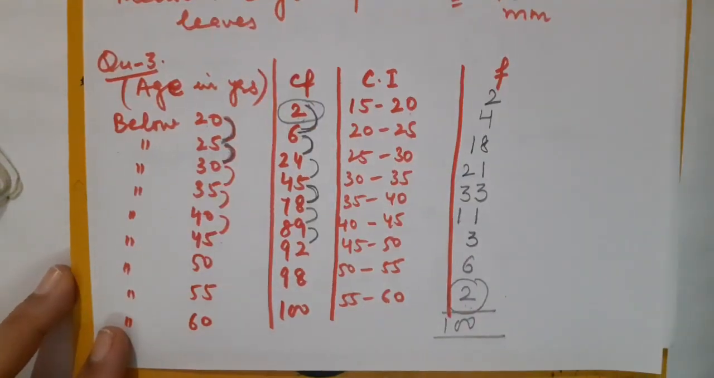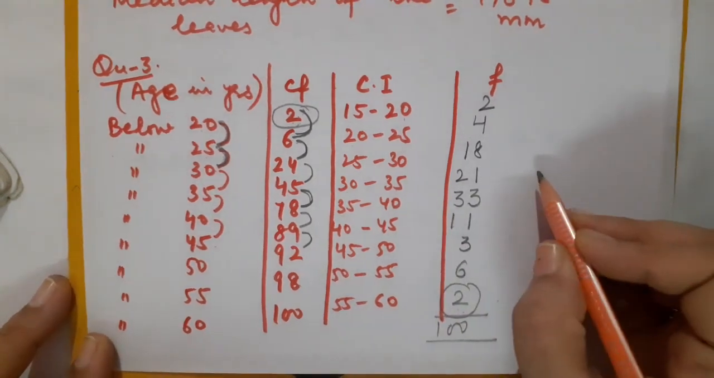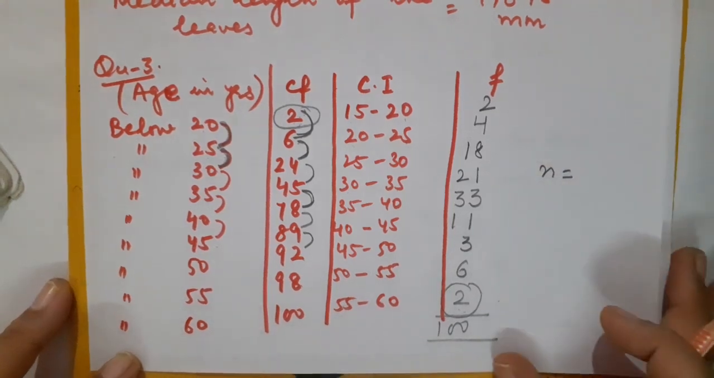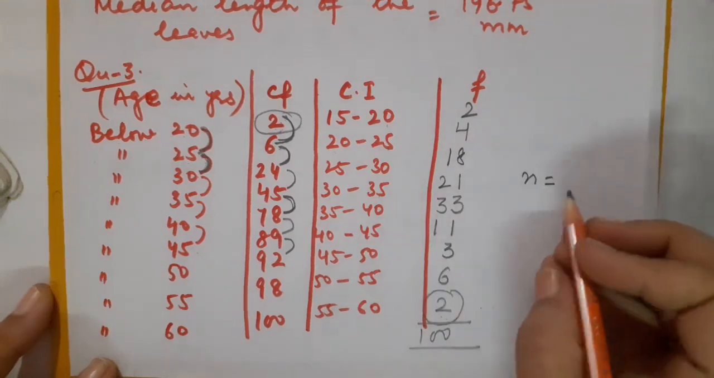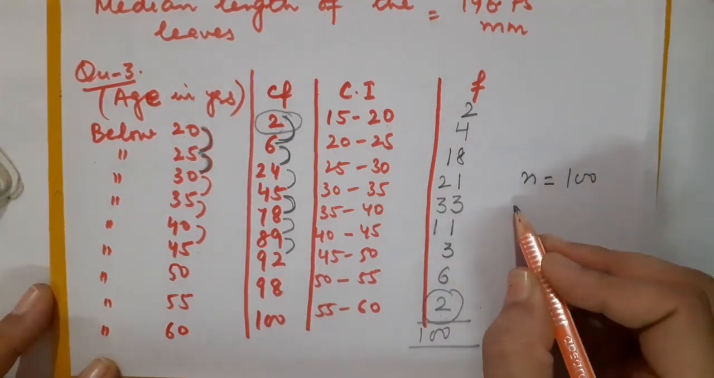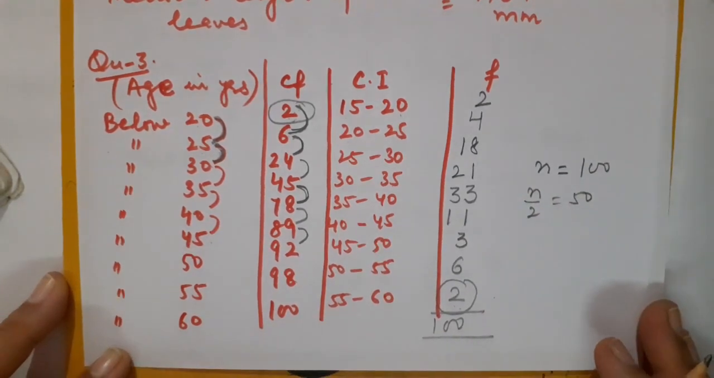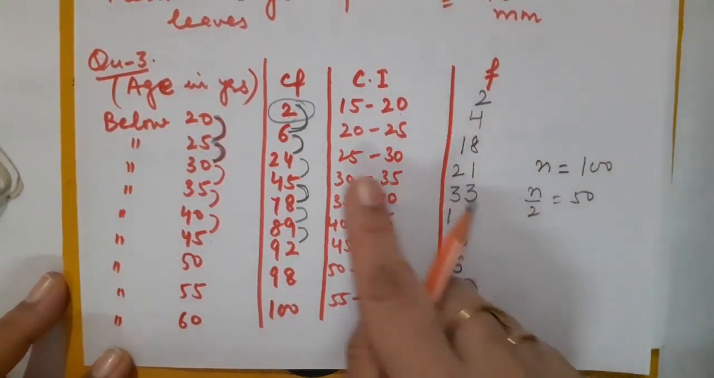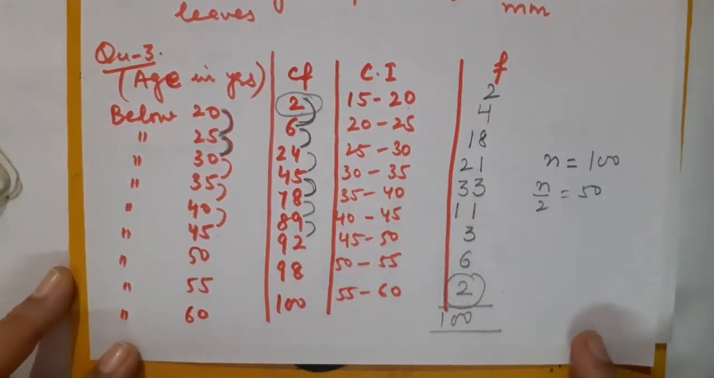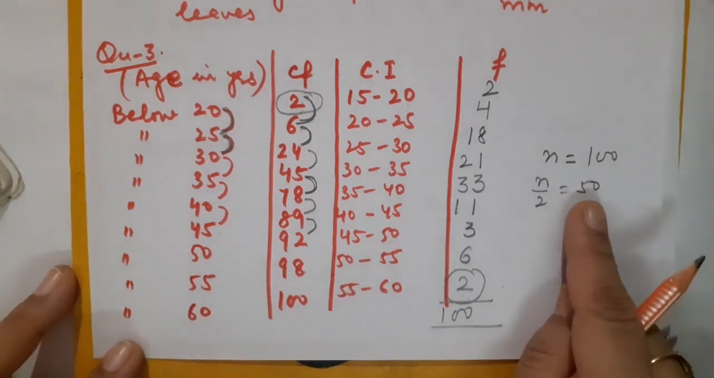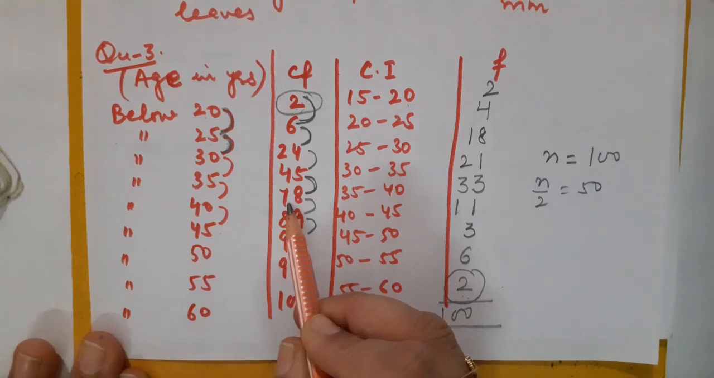Now children, let us calculate the median. Before the median, you know that we want the median class. And before that, we must know what n is. N means the total number of observations. You can see there are 100 in total. But I want n by 2 so that I can find the median class. This is 50. So now in the cumulative frequency distribution table, I have to choose that particular cumulative frequency which is just greater than 50. Here you can see that this is 78.